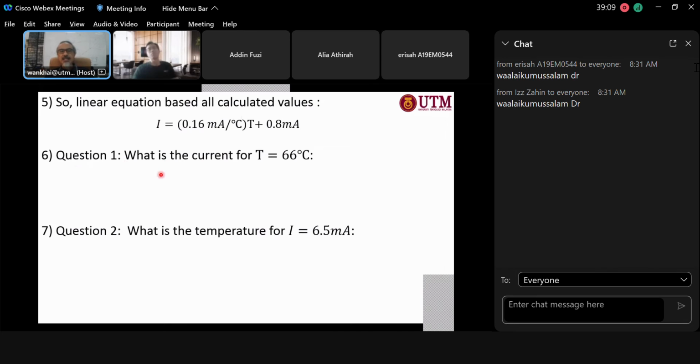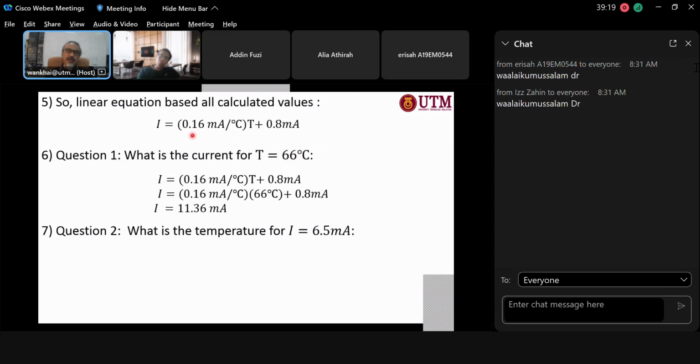What is the current for T equal to 66? If we put 66 here, then we can find the current. And if we rearrange this equation to find the temperature for I equal to 6.5 milliamp, then we have something like this.